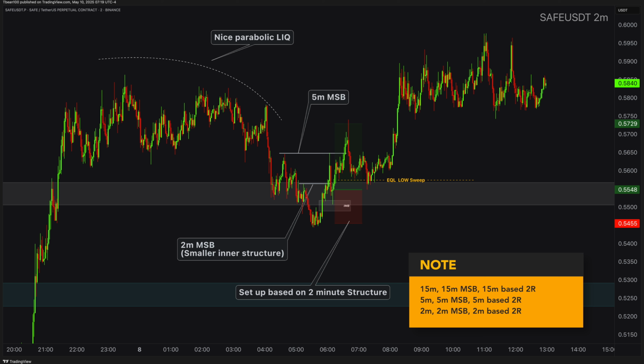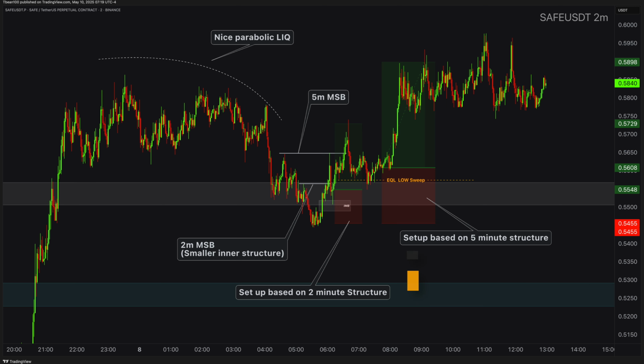Now, if we consider the 5-minute time frame, this lovely inner equal sweep is a great entry location. This could have been a great setup for the 5-minute base time frame. However, if you noticed, both setups are actually 2R, 1-to-2 ratio setups. But both setups have different time frame structures.